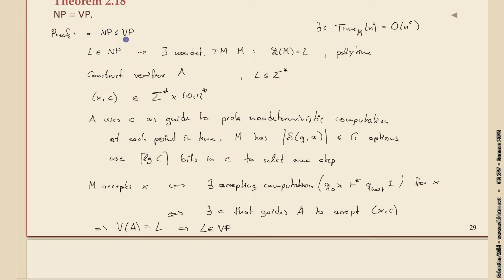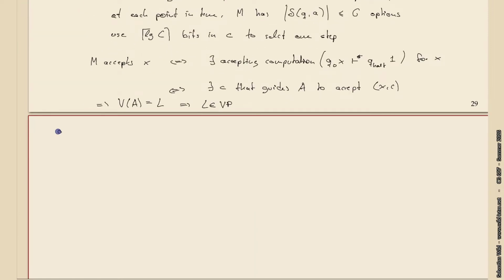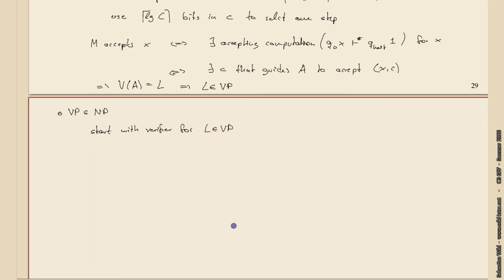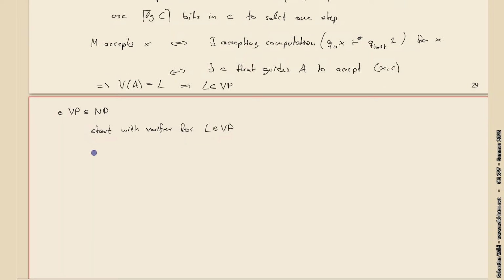Now let's do the other direction. We also want to show that VP is a subset of NP, but the idea is very similar. So we have an arbitrary language. We start with a verifier for L, an arbitrary language in VP, and we construct the non-deterministic Turing machine.